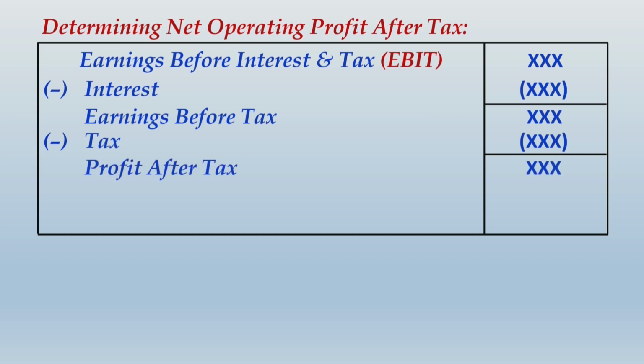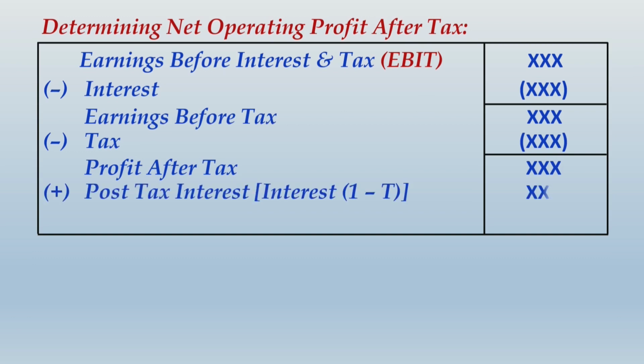Why are we doing this? Because if you want to correctly compute the amount of tax, you should know the proper profit, and your proper profit which will be subject to tax is not EBIT, it is basically earnings before tax. Therefore, you compute tax on earnings before tax and you arrive at profit after tax when you subtract tax from EBT. And once you get profit after tax, add back post-tax interest, that is the amount of interest multiplied by 1 minus tax effect.